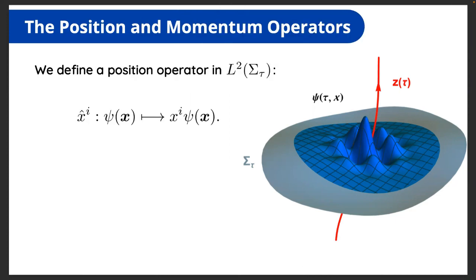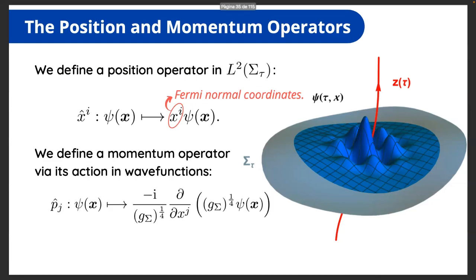Now, the next step is to talk about the position and momentum operators. So the position operator is simply going to be defined by multiplication by the Fermi normal coordinate position, simply because of the physical content that the Fermi normal coordinates have, effectively corresponding to the geodesic distance between the center of the curve and the point x.